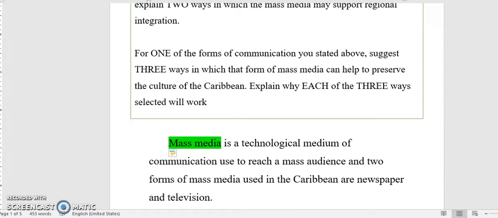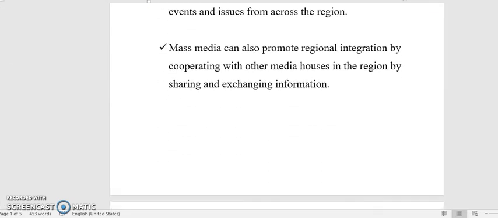Yes, that is correct. Culture is the way of life of a people, right? And some different examples of aspects of culture are food, dance, music, song, language, etc. Right? So how can we preserve the culture of the Caribbean? Just go down to my answer.